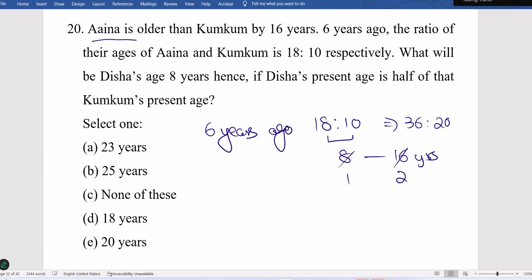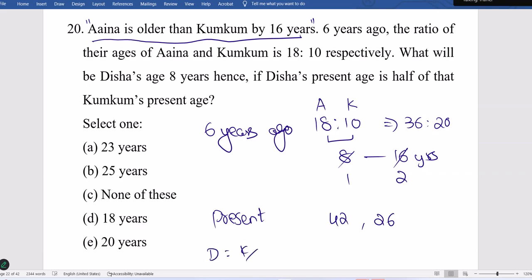The difference will not change. Present or past or future, the difference between two people's ages is the same. Present 16 years, 6 years ago also the difference is 16, and after that also the difference is 16. This is Aina and Kumkum's age 6 years ago. Now, what will be Disha's age? 8 years hence, since Disha's age is half of Kumkum's present age. So the present ages of these two candidates are 42 and 26.